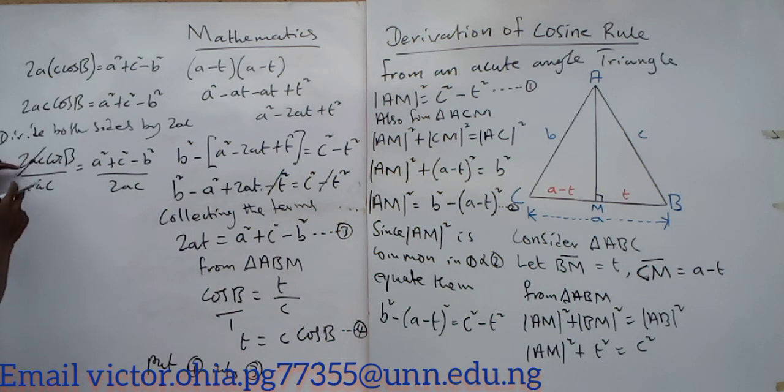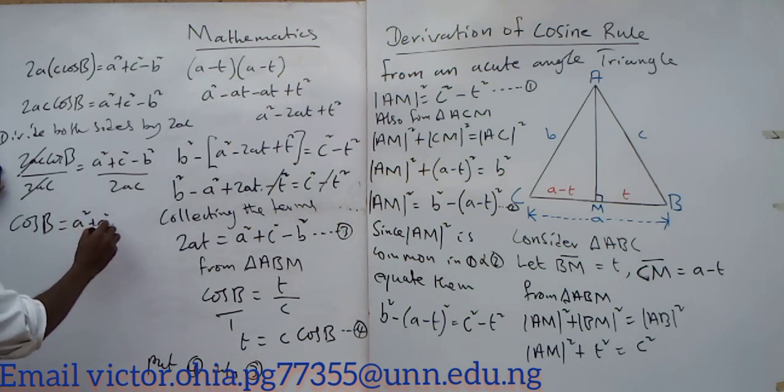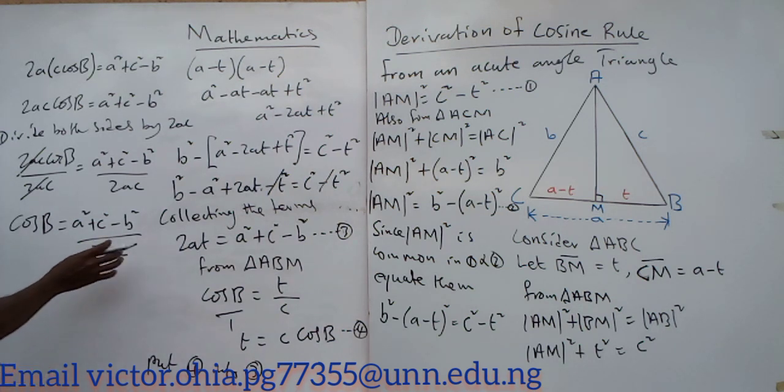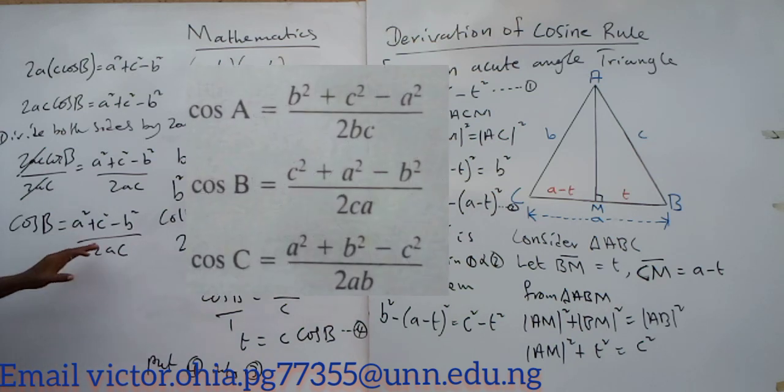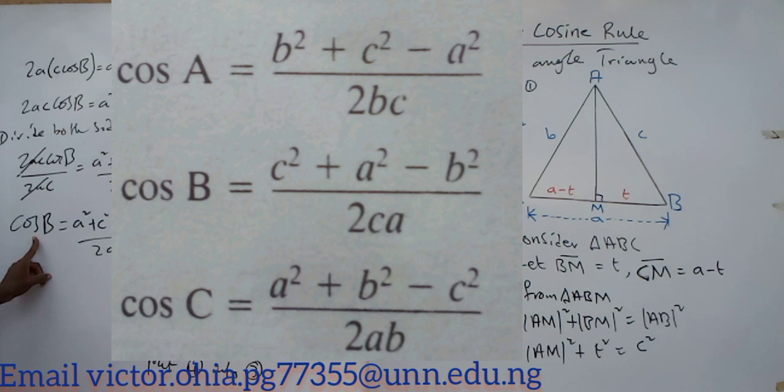If you take away this here and this here, you have cos B left, equals a squared plus c squared minus b squared all over 2ac. This is a function, okay? This is a value you're able to get for cos B.